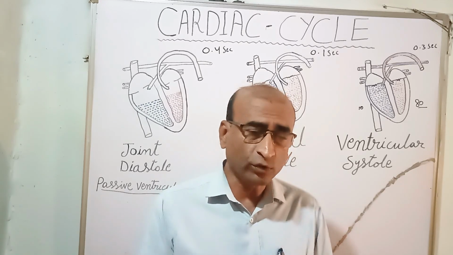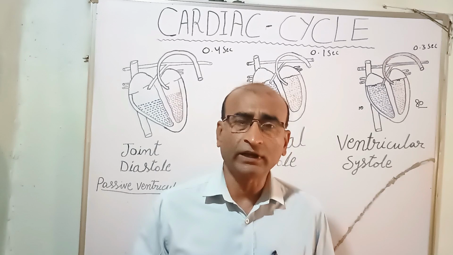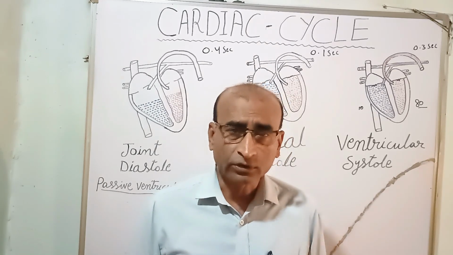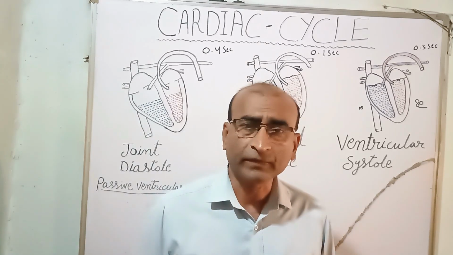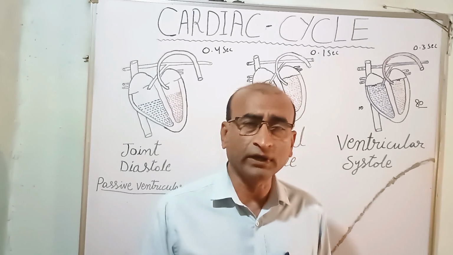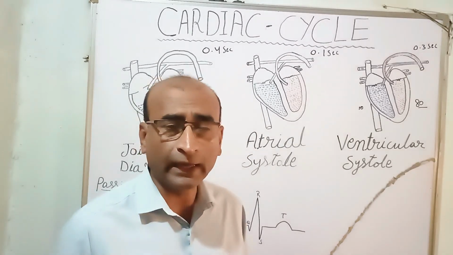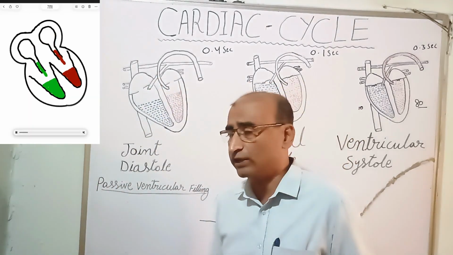So how the sequence of events occurs in the 0.8 second of the cardiac cycle, we will try to understand in this video. There are three major events: diastole, atrial systole and ventricular systole. You are seeing the three diagrams here, and according to these three diagrams, we will try to understand the three major events.